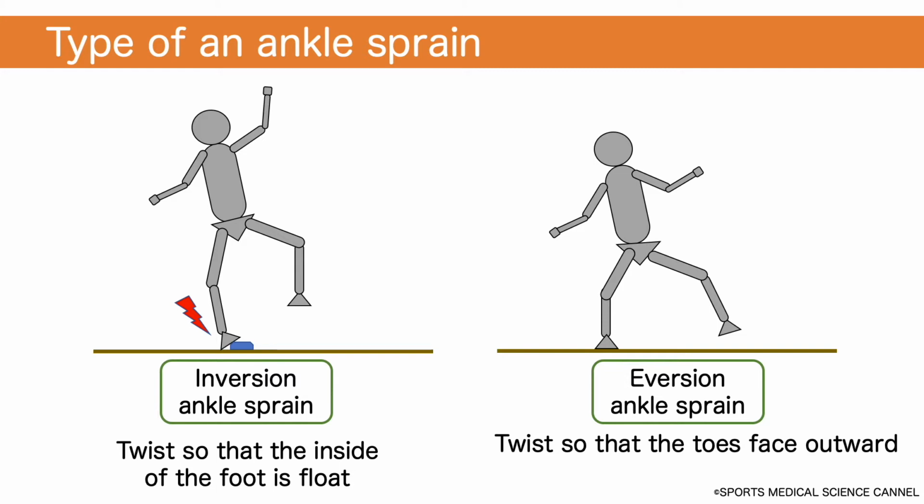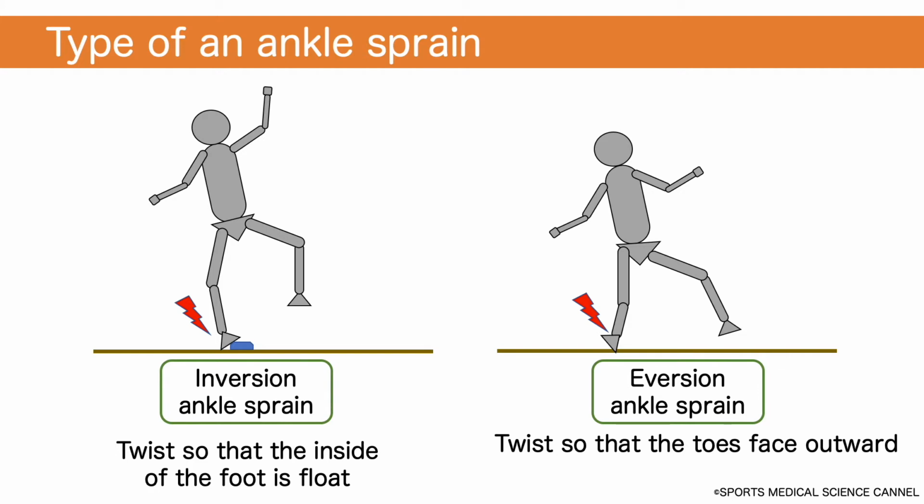The other is the eversion ankle sprain on the right side of the screen. The eversion ankle sprain twists so that the toes face outward. This injury occurs during rugby tackle and cutting movements such as soccer and basketball where an offensive player overtakes a defensive player. This injury often damages the deltoid ligament of the ankle, which is the ligament located on the medial side of the ankle. In this way, an ankle sprain can be divided into two types.